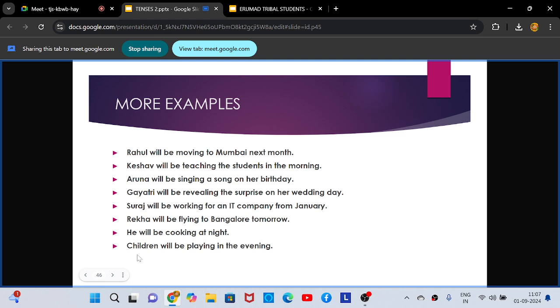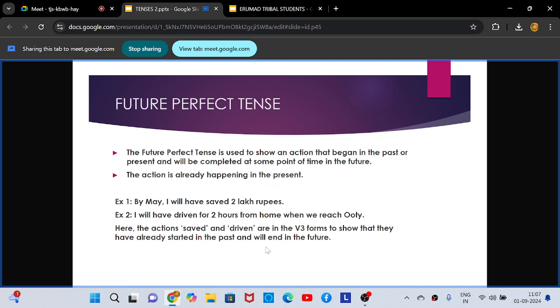Like I am going to the last one. Children will be playing in the evening. So children is the subject plus will be plus playing, which is v1 plus ing. In the evening is the object. Okay. Now moving to the last two tenses, future perfect tense and future perfect continuous tense.